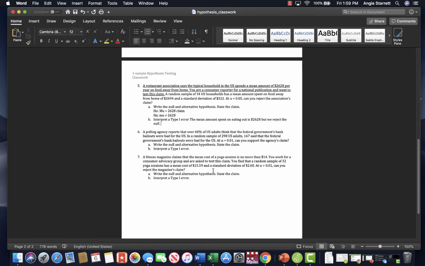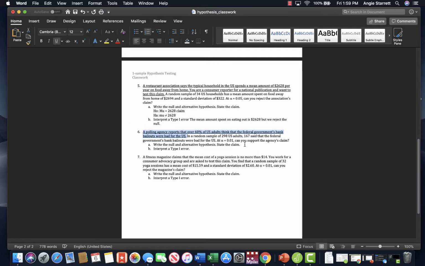Number 6. A polling agency reports that over 60% of U.S. adults think that the federal government's bank bailouts were bad for the U.S. In a random sample of 298 U.S. adults, 167 said that the federal government's bank bailouts were bad for the U.S. At alpha equals 0.01, can you support the agency's claim? What's the claim? The claim is our first sentence here.